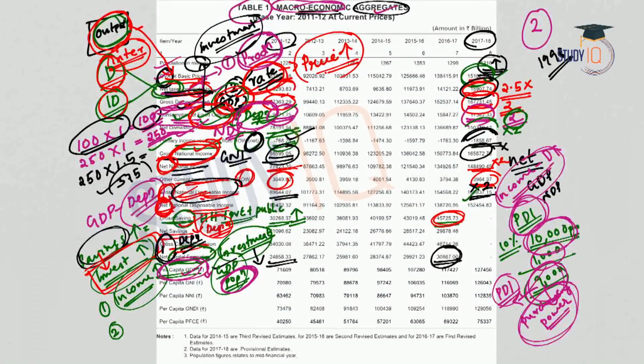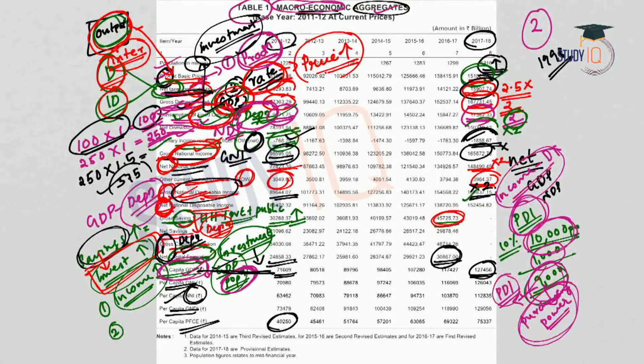So, we will see it has increased from 71,609 billion to 1,27,456 billion. Likewise, we also have per capita GNI, that is GNI divided by population. Next one is per capita NNI, NNI divided by population, per capita GNDI, GNDI divided by population, and next is PFCE. PFCE is private final consumption expenditure.